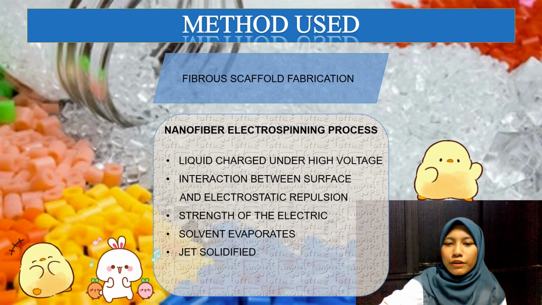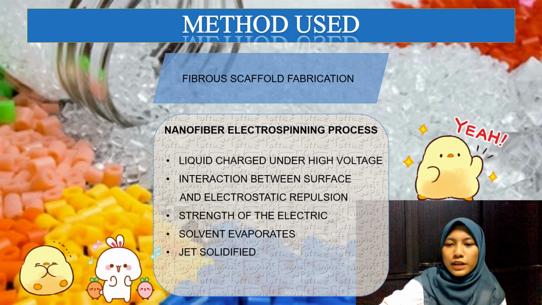In fibrous scaffold fabrication, there is the nanofiber electrospinning process. The charged liquid under high voltage leads to an interaction between the surface tension and electrostatic repulsion that causes droplets on the spinneret to erupt and stretch. The strength of the electric field exceeds the surface tension of the droplet to produce a liquid jet that is then extended and whipped continuously by electrostatic repulsion until it is deposited on the grounded collector. The solvent evaporates in the process and the jet solidifies to form a non-woven fibrous membrane.